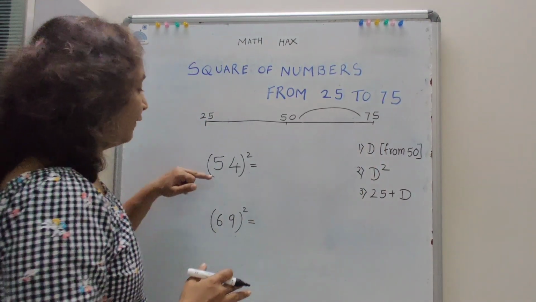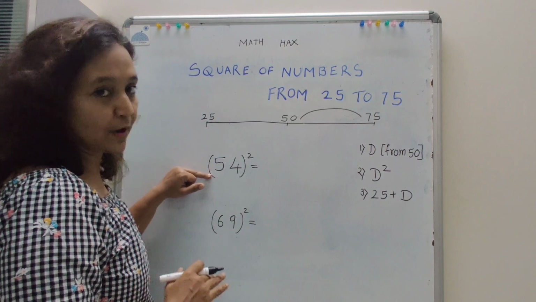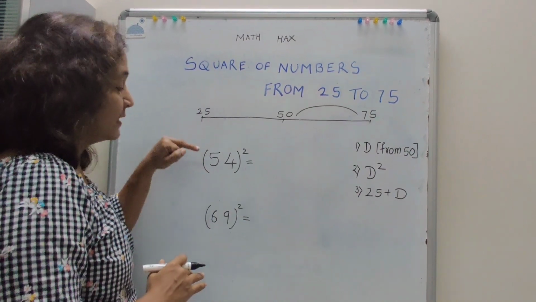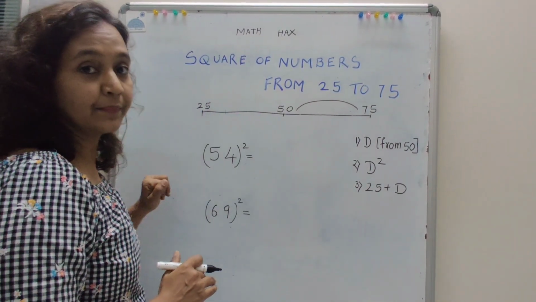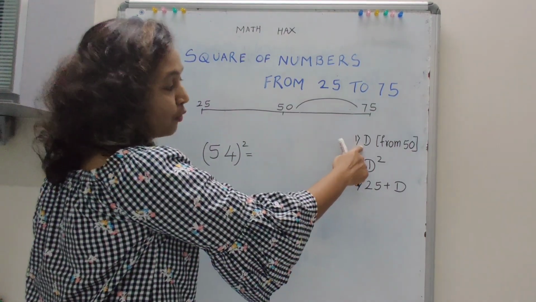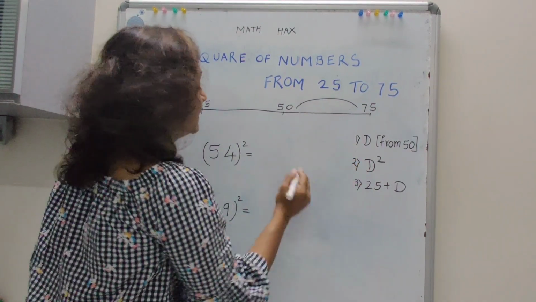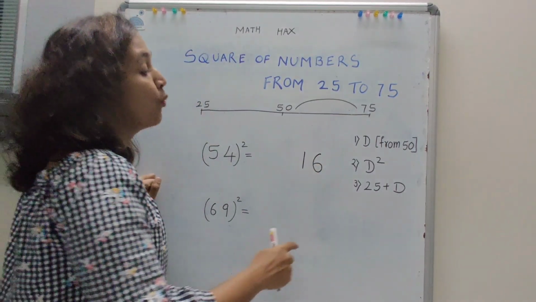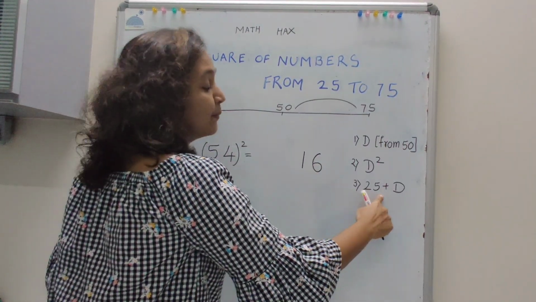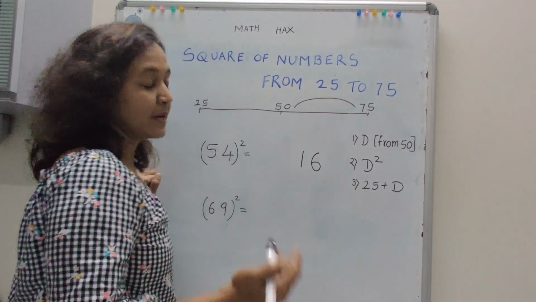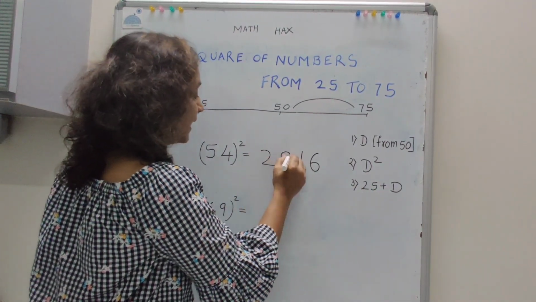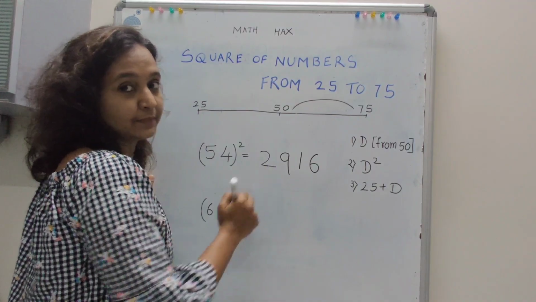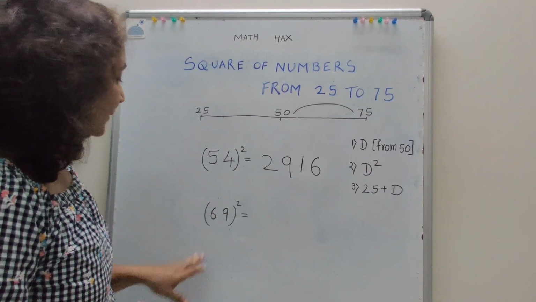Let's do it with the example 54. We need to find the square of that. So what is the difference of 54 from 50? 4. So difference is 4. What is the square of that 4? 16. So we write 16 here. And now for the third step, you want to find 25 plus the difference. 25 plus 4 is 29. And that's your answer.